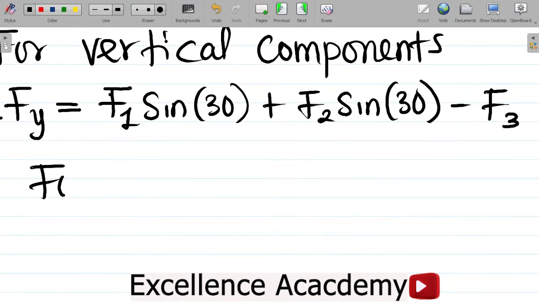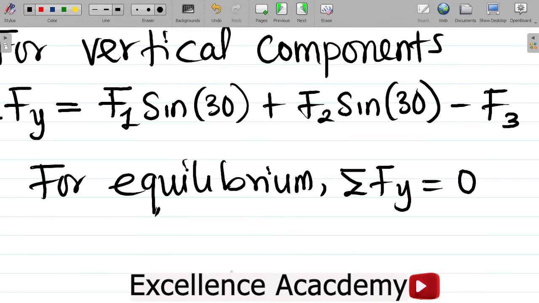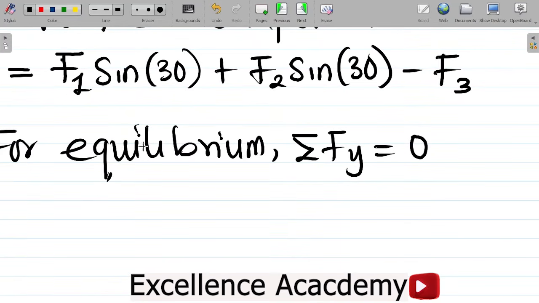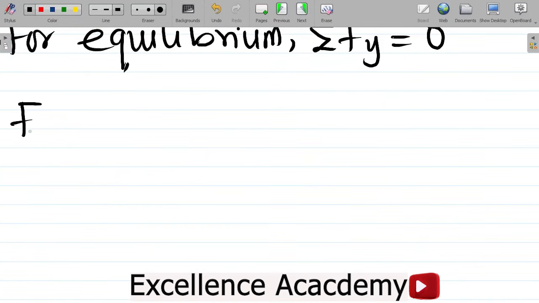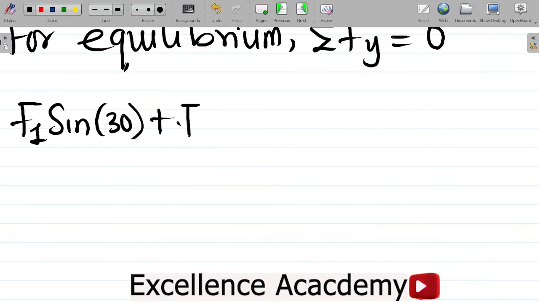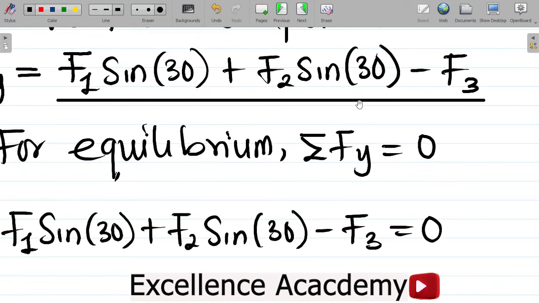Let's take the equilibrium condition. For equilibrium, the sum sigma Fy should be equal to what? Zero for equilibrium. With that being said, everything here should be equal to 0. So I have F1 sine of 30 plus F2 sine of 30 minus F3 is equal to 0. That's exactly what you have here.